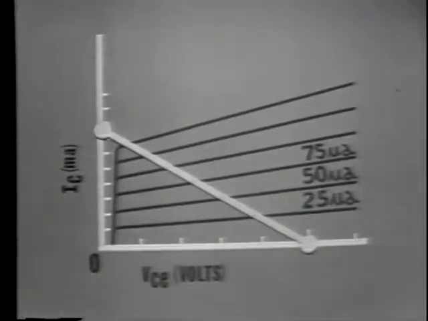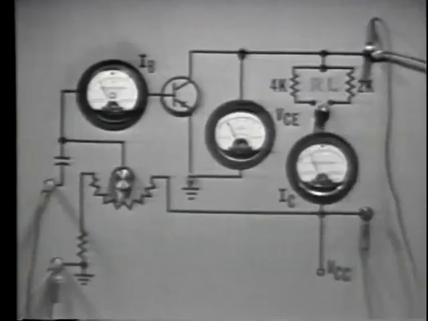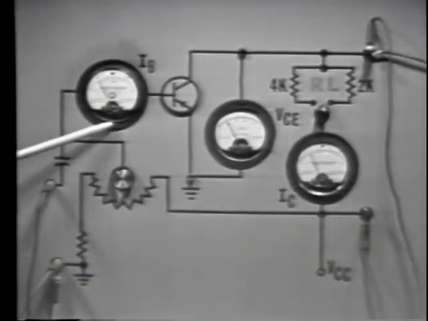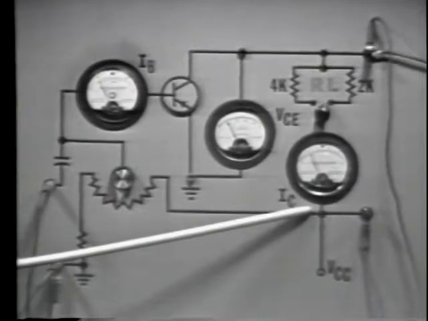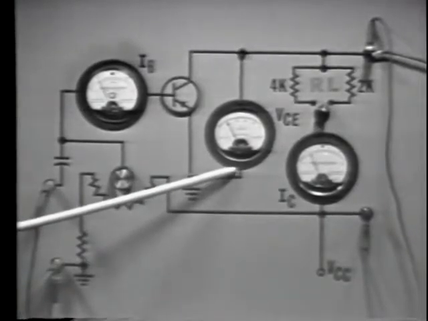You'll find that a load line can be constructed simply by knowing the size of the load resistance, the amount of VCC, and Ohm's law. Then, using this circuit, we'll compare the values on the chart to the actual base current, collector current, and collector to emitter voltage of the circuit.